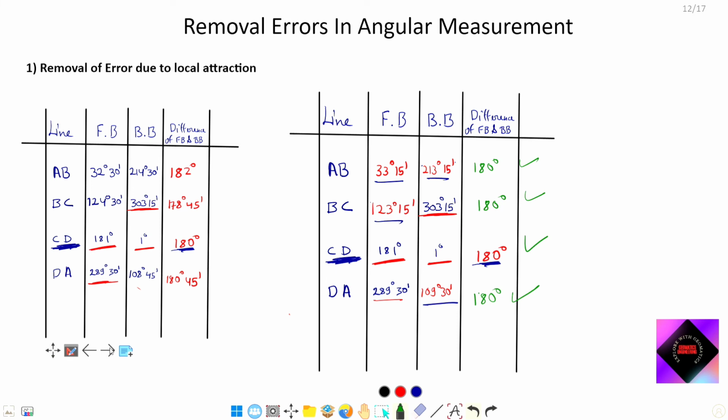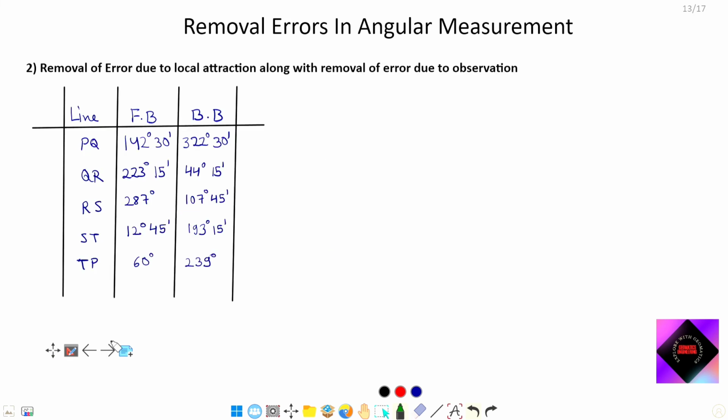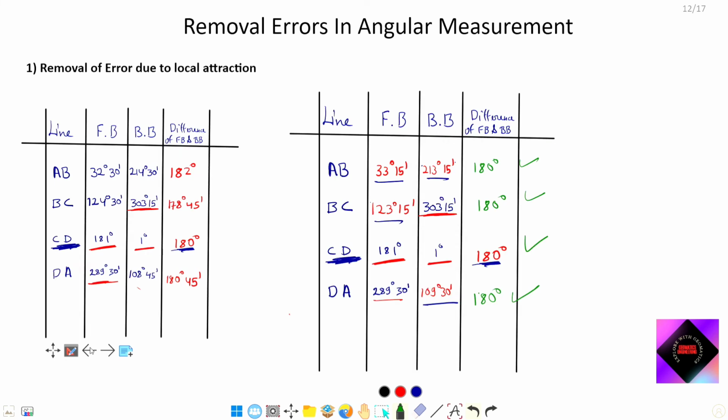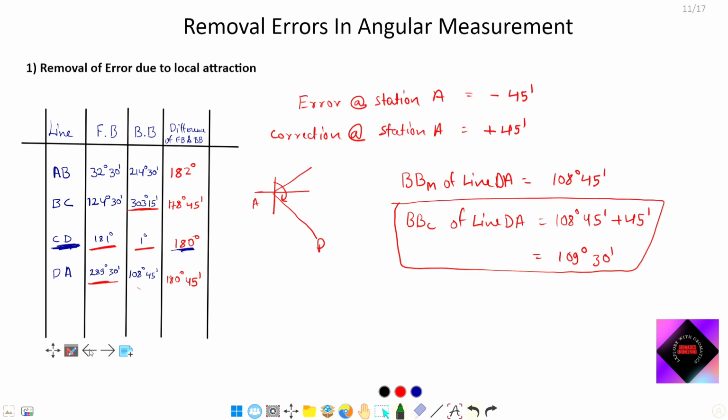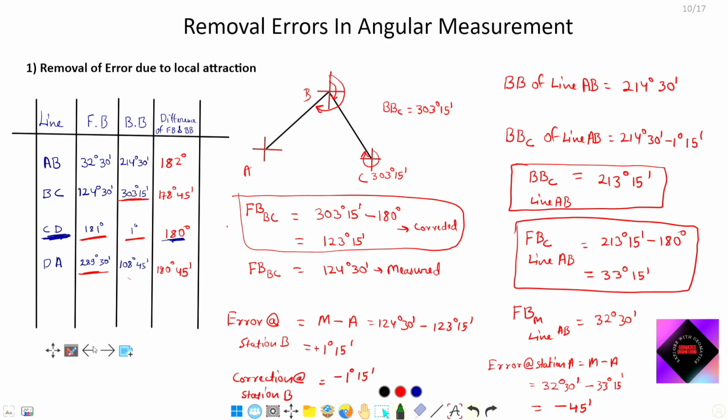So next our topic is removal of error due to local attraction along with removal of error due to observation, but we will do this in a separate video because our video is getting lengthy. Also, I want you all to understand the concept behind how we are removing the error, because it is very important. It comes in the exams, and also try to understand how I have done it.